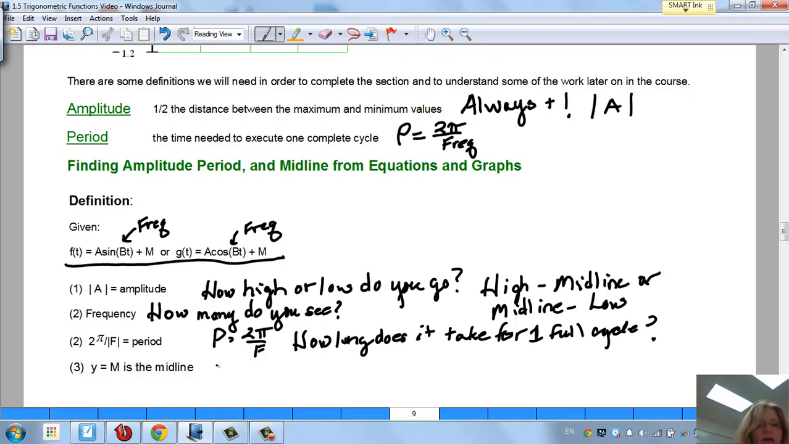And m is your midline, and the formula for this is going to be high plus low divided by 2. So it's like an average, if you will. That's your midline. And your midline is always a line, y equals. So be careful. Just don't tell me the number. It's a line that goes halfway through. So it's going to be a y equals line.